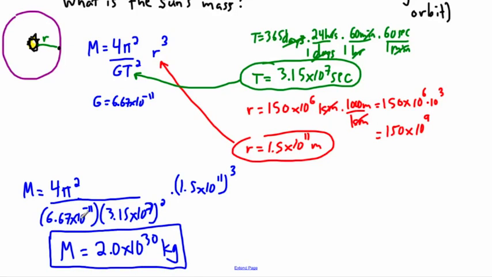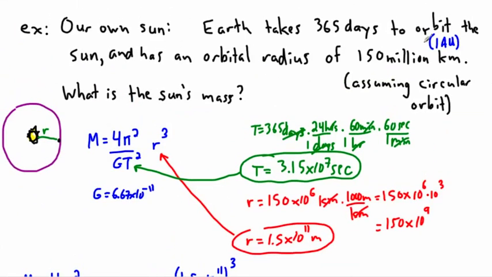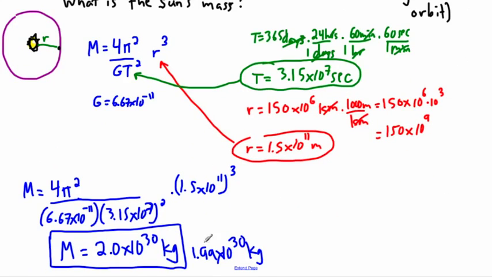And you know what's really cool? The accepted value for the sun, the value that you'll find in a lot of textbooks, is actually 1.99 times 10 to the 30. So you see that even our really crude assumptions here, assuming a circular orbit, assuming it's 365 days instead of a quarter, even all that stuff gets us a really close value to the accepted value. I think that's really, really interesting.